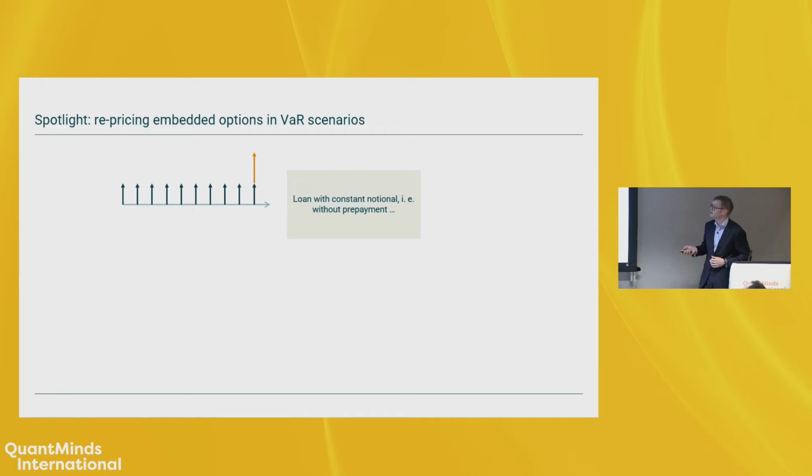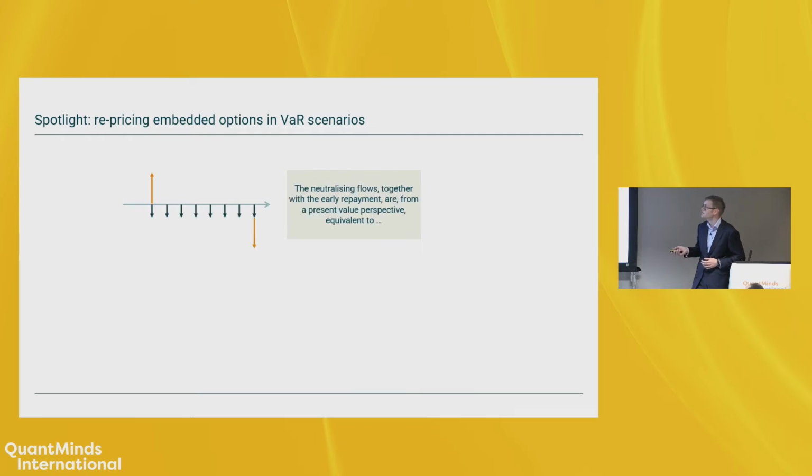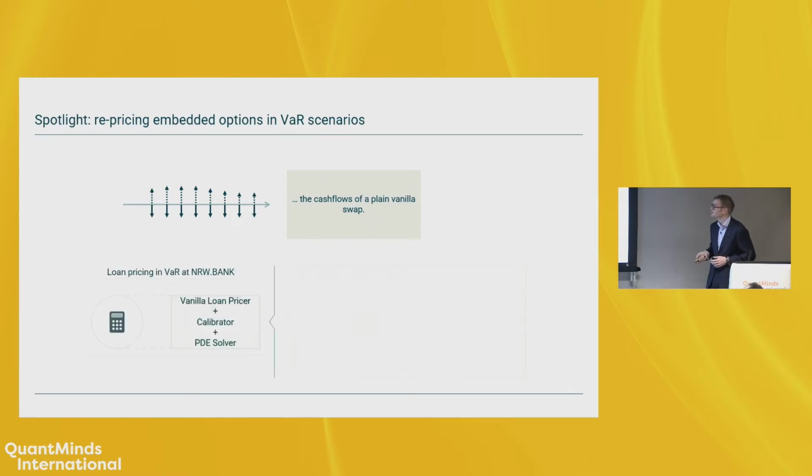Okay, so here I have just drawn a picture. This is a loan, constant notional, i.e. no prepayment. And if you want to cancel it, you need the opposite cash flows and you need to repay. So if this all cancels, you end up with this flow structure. So the flows you need for cancellation are those. And from a present value perspective, those are equivalent to a forward starting plain vanilla swap. So this is about Bermudan, or more accurately, American option pricing.